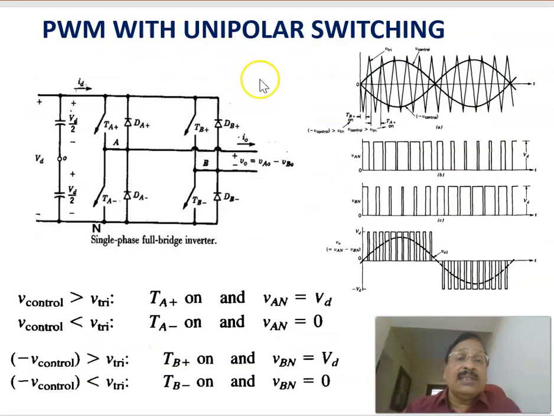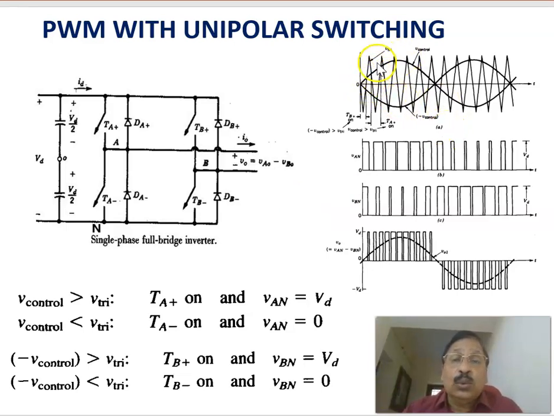In the last slide we saw bipolar switching, but this one is called unipolar switching. In unipolar switching, there is no difference in the circuit topology. It is the same: two switches in each leg, and two legs. These are TA plus, TA minus, TB plus, TB minus, and the feedback diodes DA plus, DB plus, DA minus and DB minus, with the total DC bus voltage VD. The circuit topology is the same, but the control method is different.